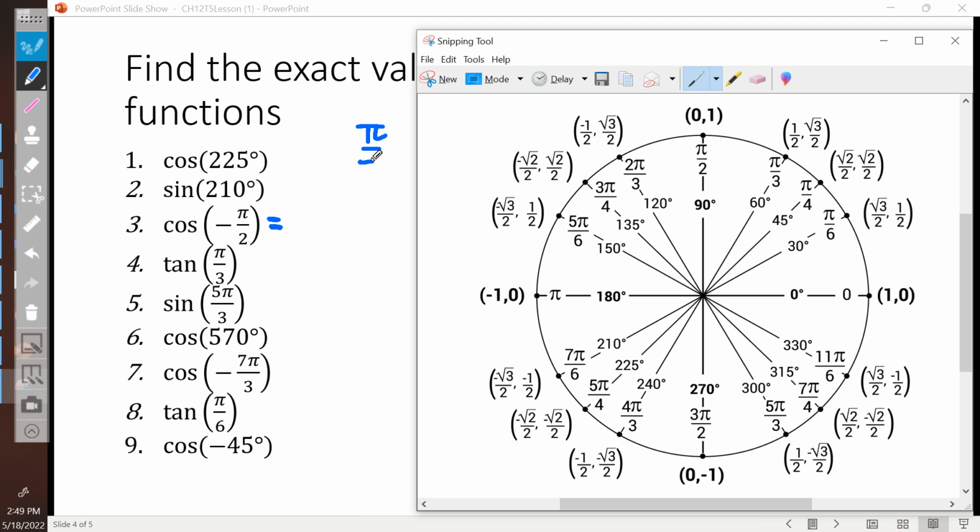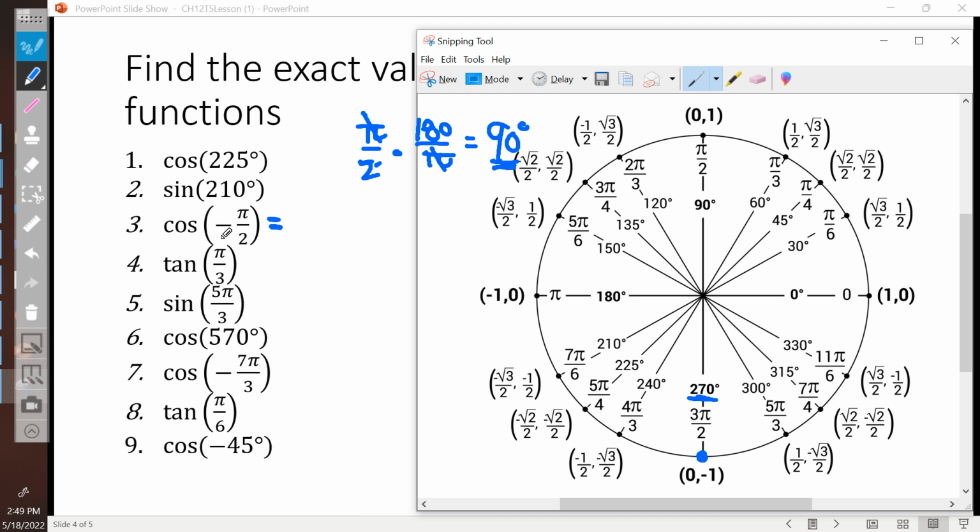So pi over 2 converted to degrees means to multiply by 180 over pi. The pi's cancel, you get 180 over 2. It's a 90-degree angle. So pi over 2 is just 90 degrees, which is right here. However, we have a negative sign, so we're looking at negative pi over 2. So instead of going around 90 degrees this way, we're going to go around 90 degrees this way. So it's right here. So we're doing cosine of technically a 270-degree angle.